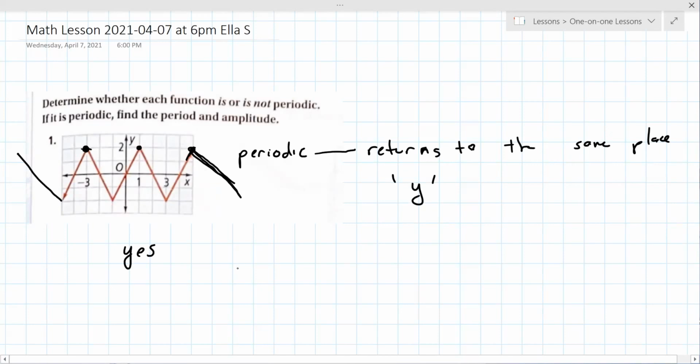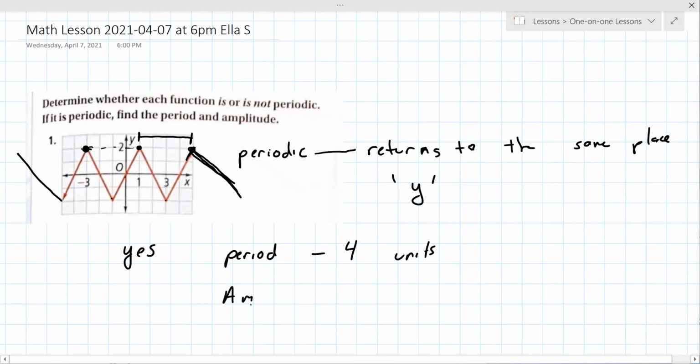Okay, the period is the peak to peak, is what I call it, or it could be valley to valley. What's the distance from this peak to this peak in x? You see, it looks like 4. It's just 4 units, yeah.